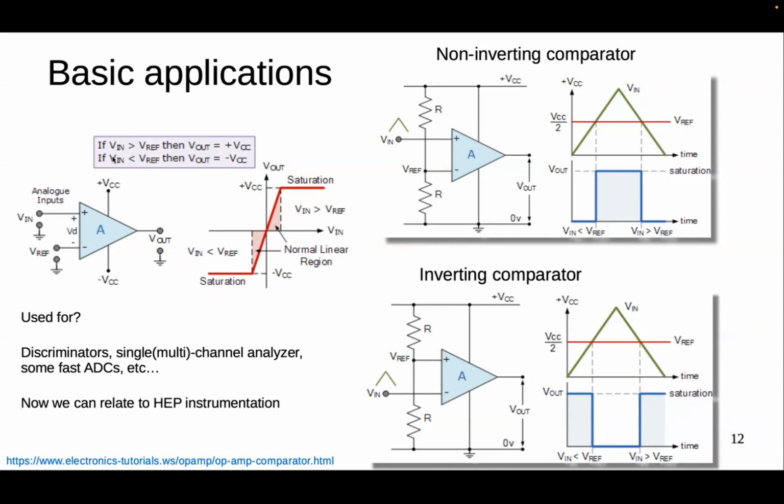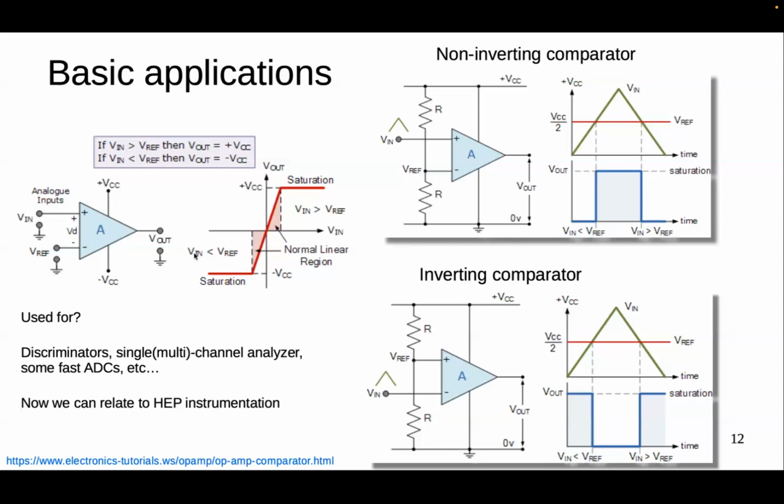So, for example, when the voltage in the input is larger than the reference voltage in the inverted input, we will have in the output the positive voltage of the power source, that is plus VCC. And in the other case, when the voltage in the input is lower than the reference, the output will be minus VCC, the negative power source. That is the saturation level from the positive and negative power sources.